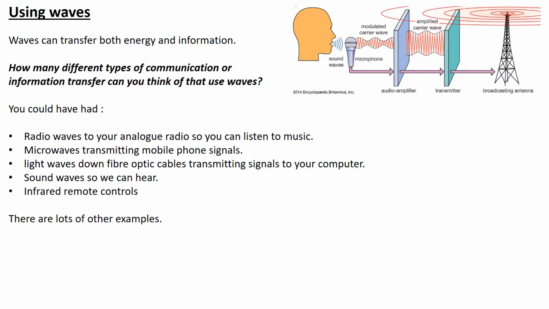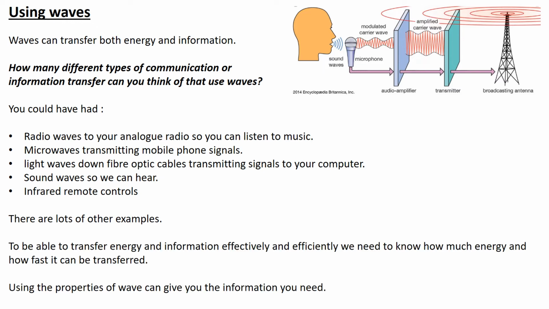There are lots and lots of other examples, but these are some good ones to jot down, maybe make a nice mind map of how they're all linking together and where they could be used. To be able to transfer the information effectively, they need to know how much energy and how fast it can be transferred, and that's where the maths comes in. So we're going to use the properties of the wave to give you the information you need, and in order to do that, you need to know the anatomy of your wave.